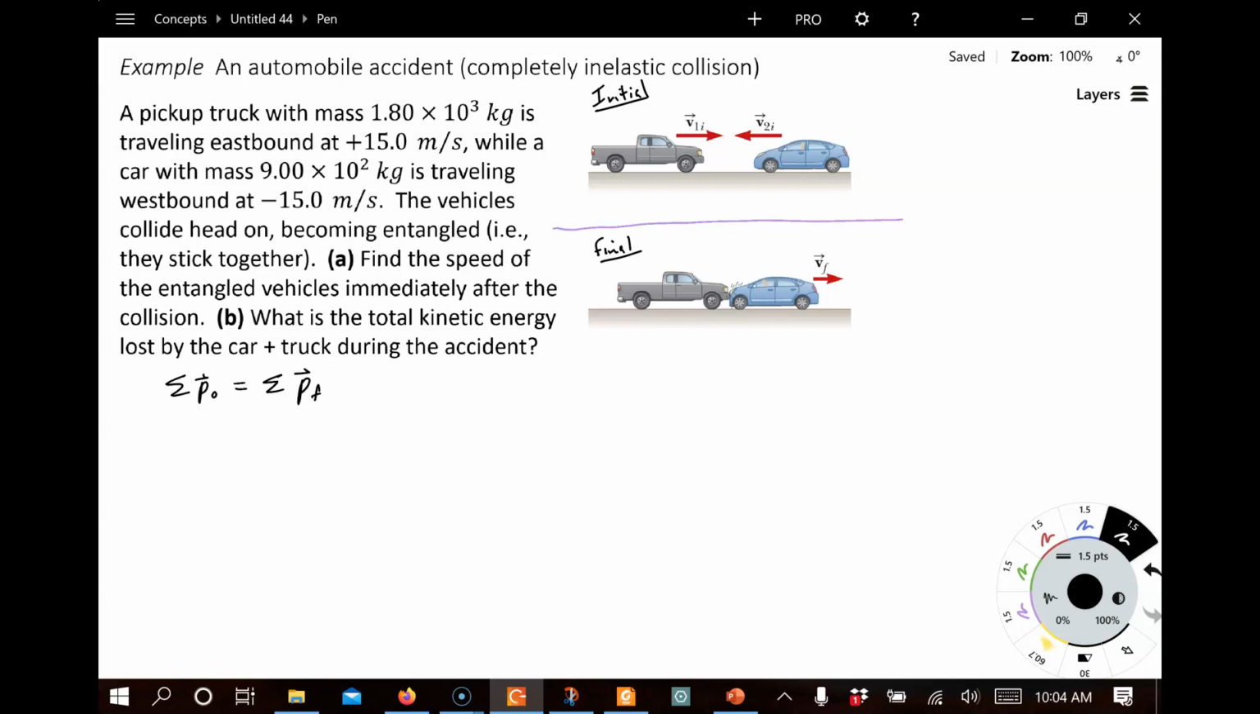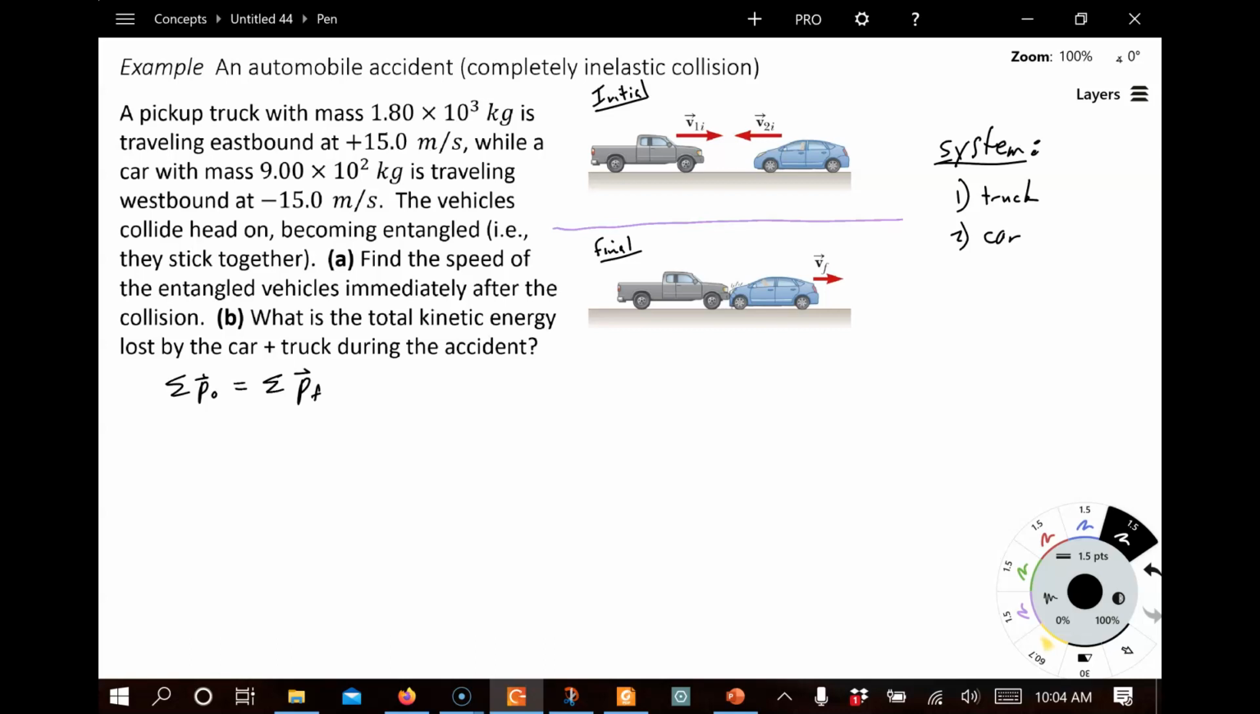What is our system here? Always need to figure out the objects in our system. Well, there's only two things, right? There's the truck, and there's the car. So we need a linear momentum term for each.